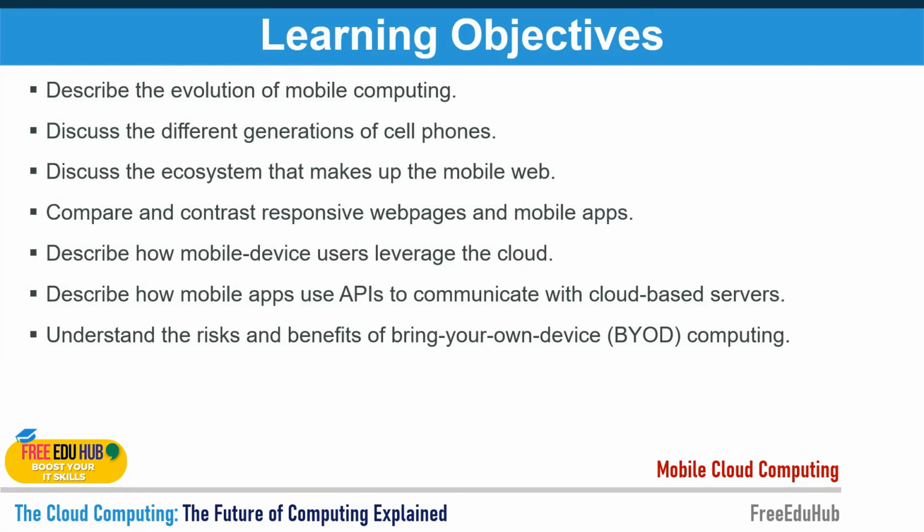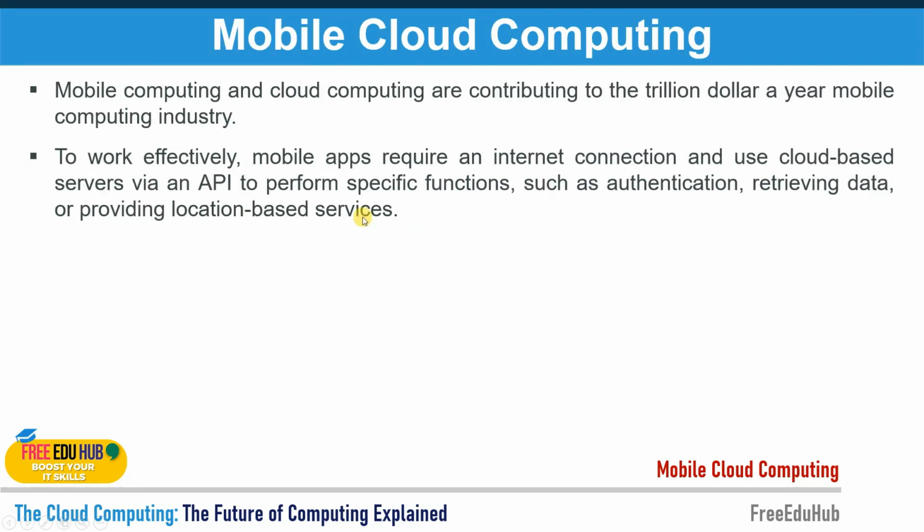The learning objectives for this chapter are that we'll describe the evolution of mobile computing. We'll discuss different generations of cell phones like 1G, 2G, 3G and 4G, 5G, etc. Discuss the ecosystem that makes up the mobile web. Compare and contrast responsive web pages and mobile apps. Then we'll describe how mobile device users leverage the cloud, and how mobile apps use the APIs to communicate with cloud-based servers. We'll also understand the risks and benefits of bring your own device computing in the work environment.